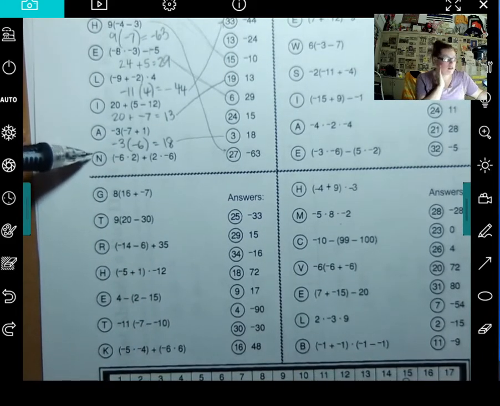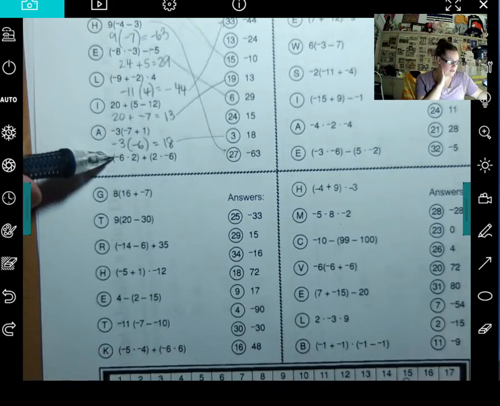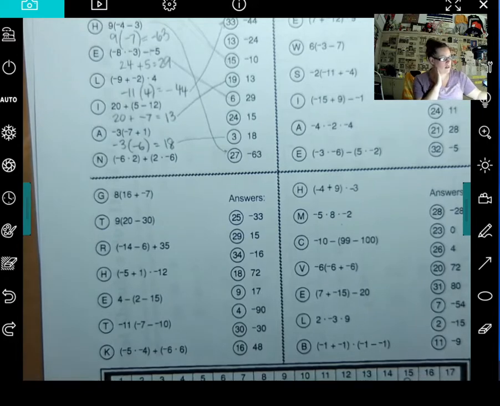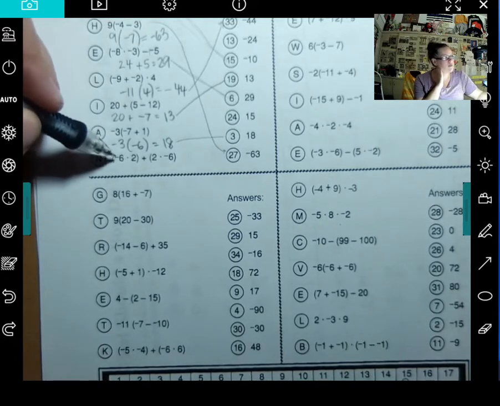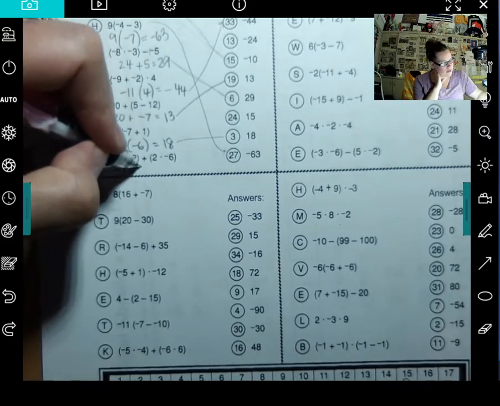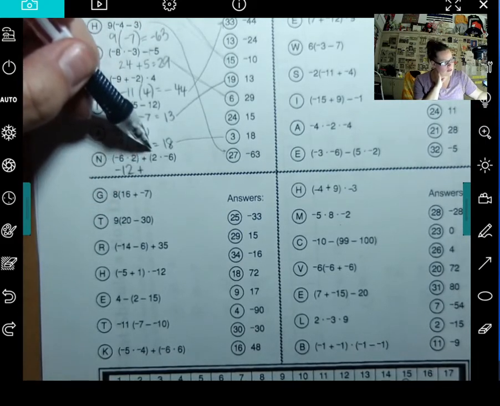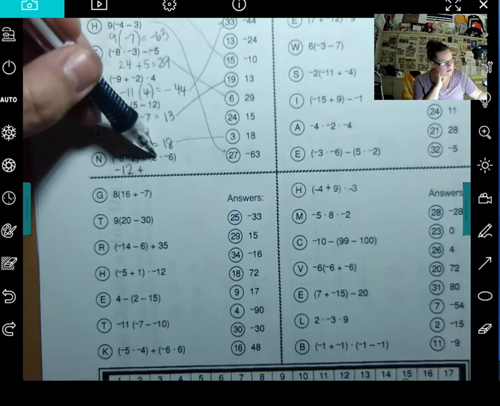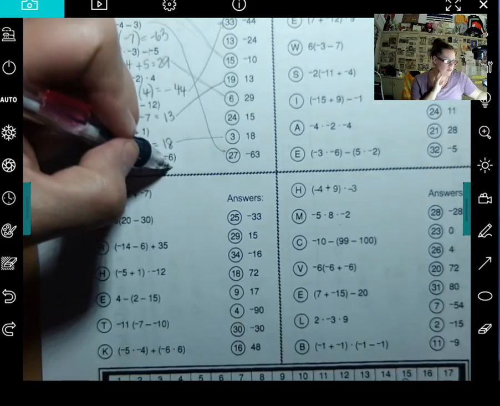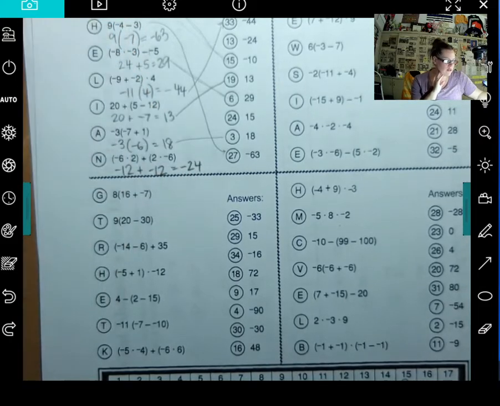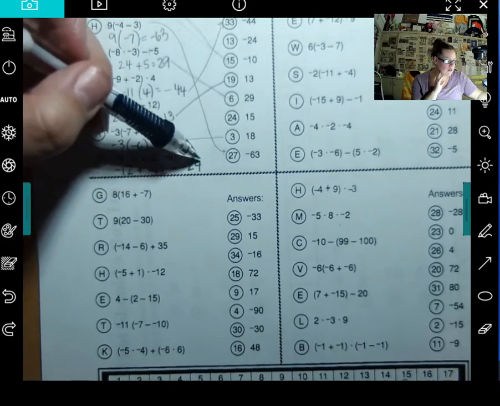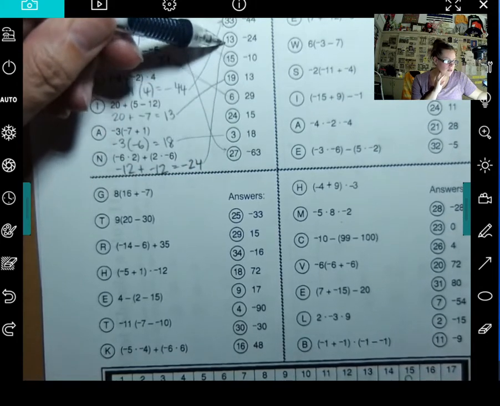For N, so we have -6 times 2 plus 2 times -6. A negative times a positive is going to be a negative. 6 times 2 would be -12, plus, we could do the same thing. Well, it is the same thing, it's just in a different order. So 2 times negative 6 is negative 12. Negative 12 plus negative 12 is going to be negative 24. So then we look for an answer of negative 24. And that matches up here with 13.